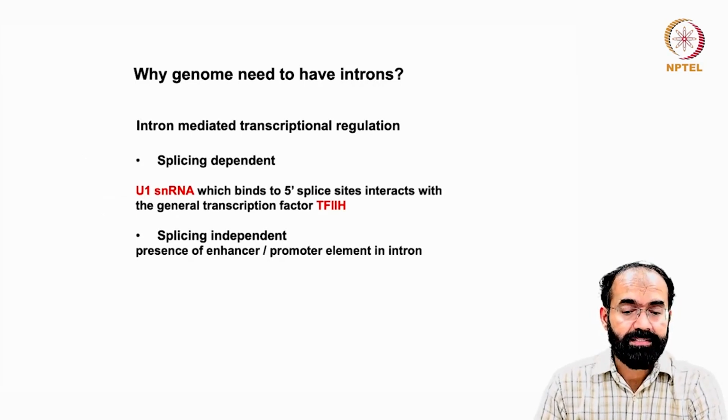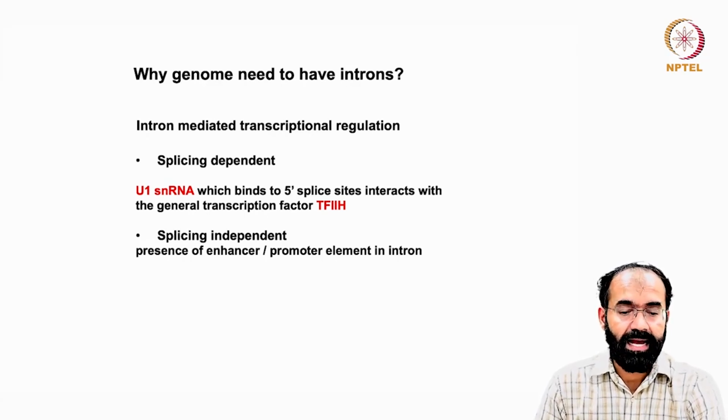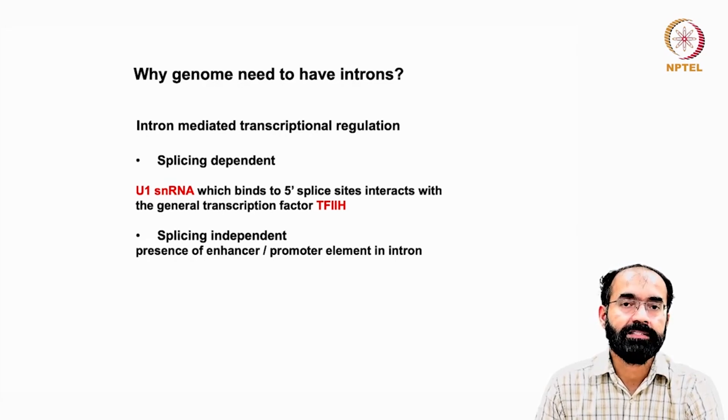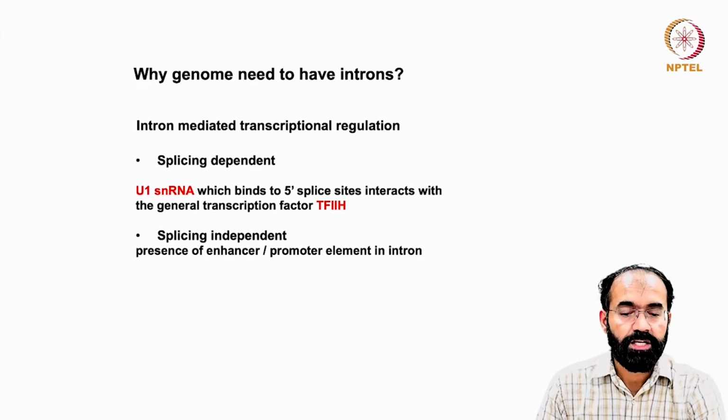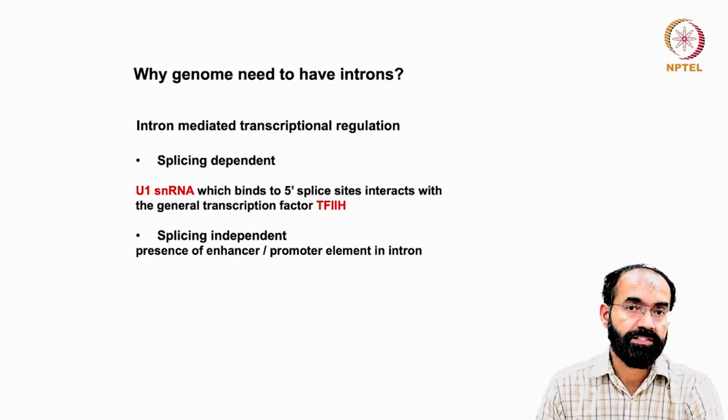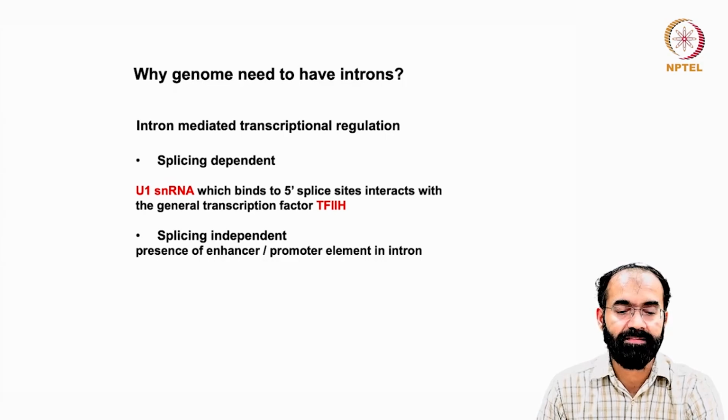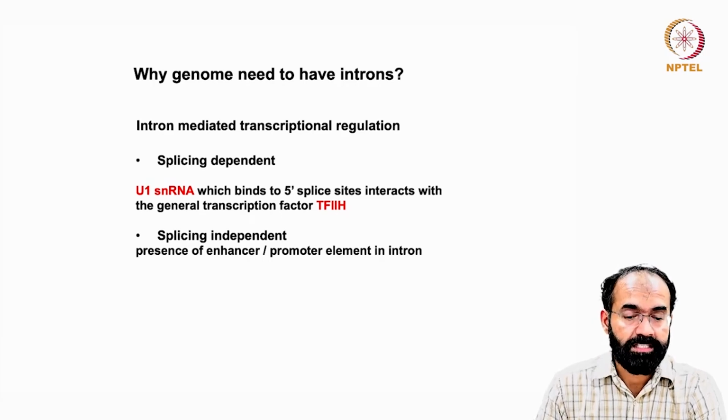Introns can mediate transcriptional regulation, as we have seen, and this is something called splicing dependent. That means the way introns mediate transcriptional regulation is at the stage of splicing. The U1 snRNA, the first snRNA that binds onto the exon-intron boundary, which binds to the 5' splice site, interacts with the general transcription factor TFIIH. You may remember TFIIH is one of the transcription factors of RNA polymerase II, which has helicase activity. So U1 snRNA is normally important in splicing.